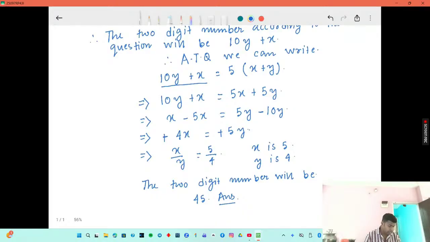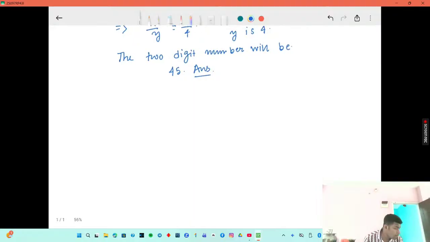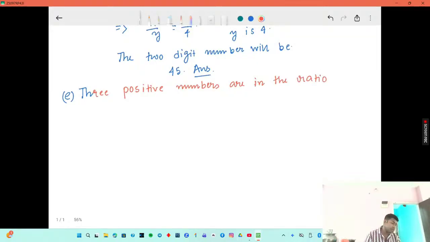Now I will be moving to the next question. The next question is given as: three positive numbers are in the ratio 4 is to 3 is to 2.